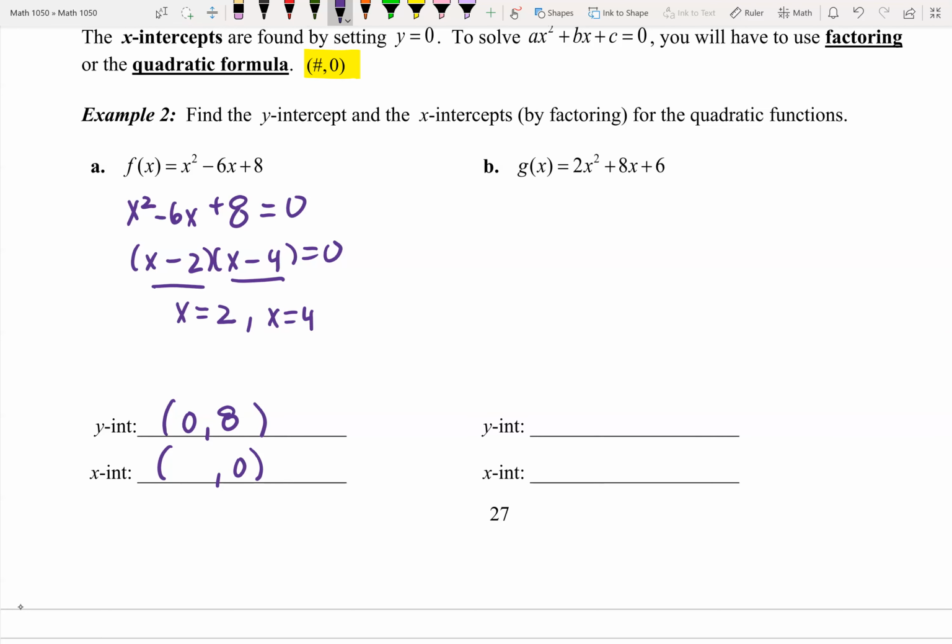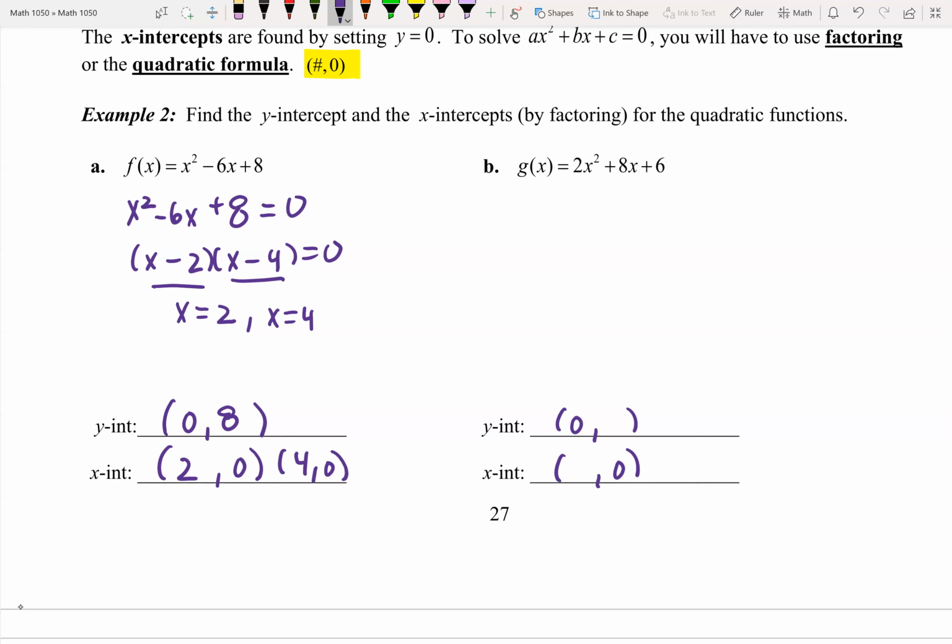That's not how I write my answers. Remember, they have to be ordered pairs. So I'm going to write it as 2, 0 and 4, 0, and we're done. That's it. Okay, who says I totally get this? I'm good and feel great. Okay, y-intercept, x is a 0. X-intercept, y is a 0.